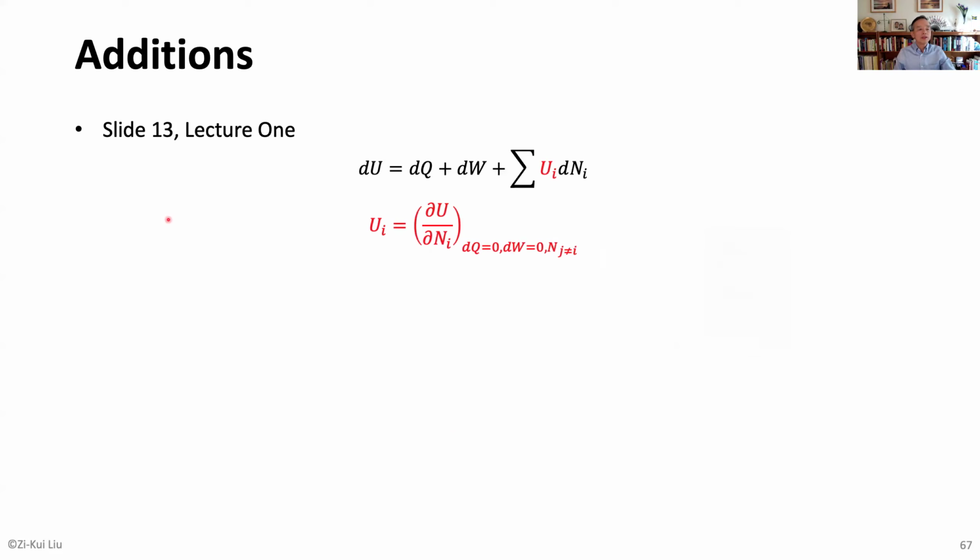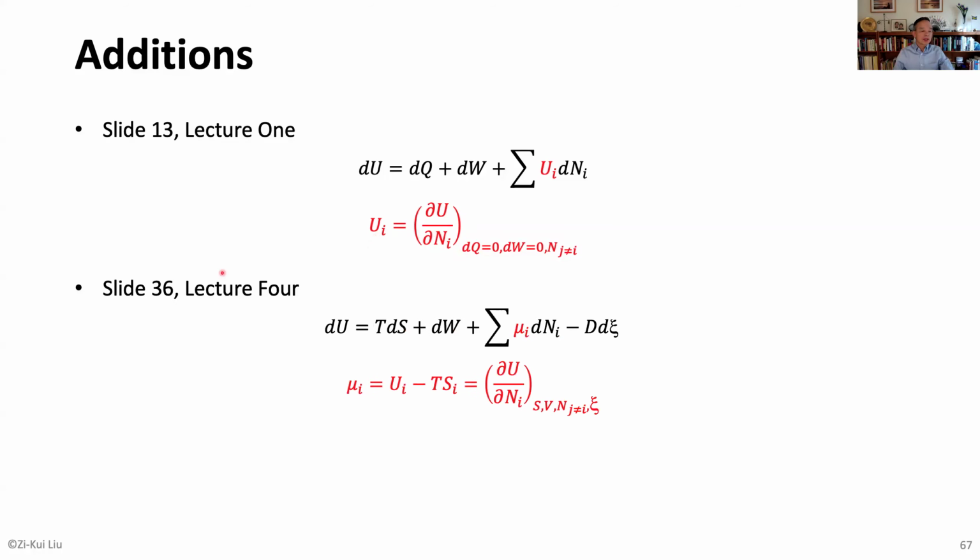First is on slide 13, lecture 1, where I presented the first law of thermodynamics: dU equal to dQ plus dW plus summation of ui dni. From this equation, we can get the definition of ui, which is the derivative of the internal energy with respect to ni, under adiabatic conditions, no heat exchange, no work exchange, and all other components kept constant. So this is the ui definition.